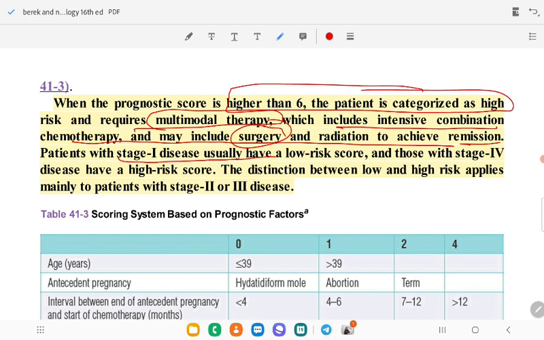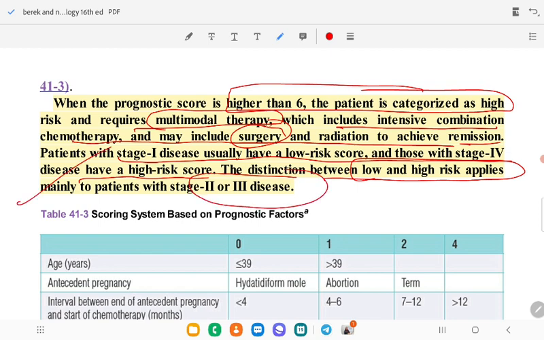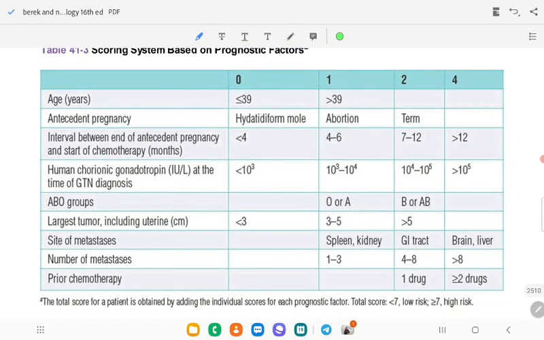Patients with stage 1 disease usually have a low risk score. Those with stage 4 have a high risk score. The difficult group between low and high risk is patients with stage 2 and stage 3 disease. So the WHO scoring system uses scores of 0, 1, 2, 4.